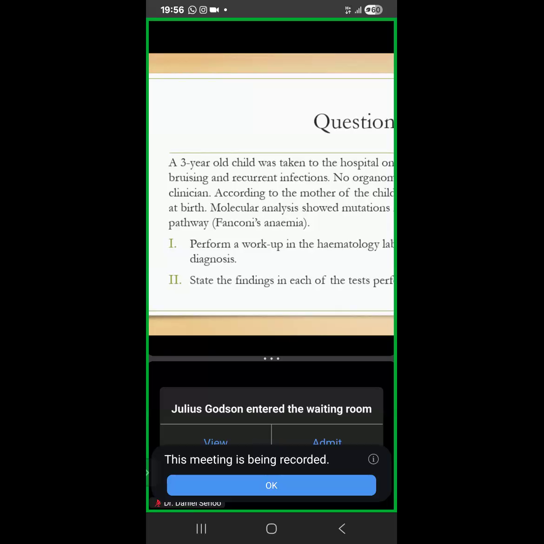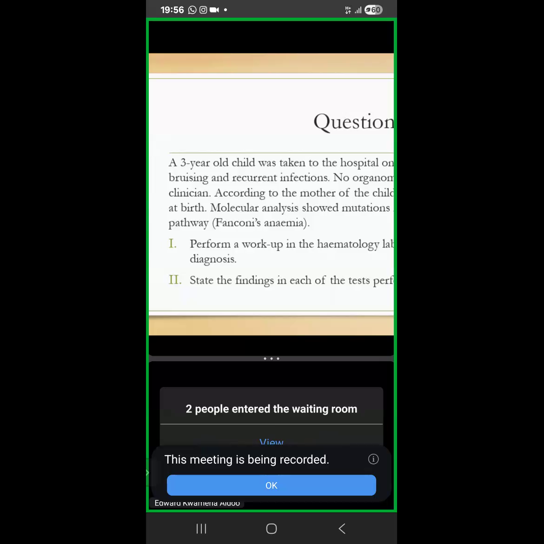We're supposed to do a full blood count and a blood film comment to check the morphology of the red blood cells and the platelets. Okay, let's take it one at a time. We'll do a full blood count.